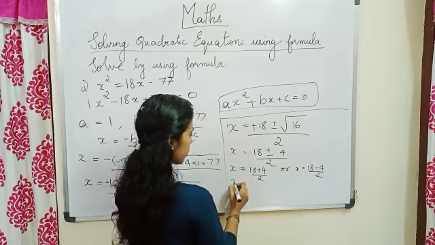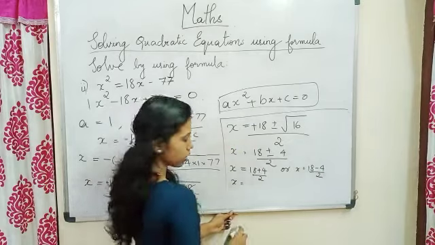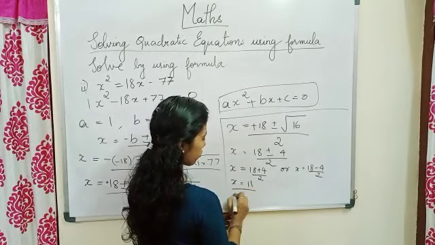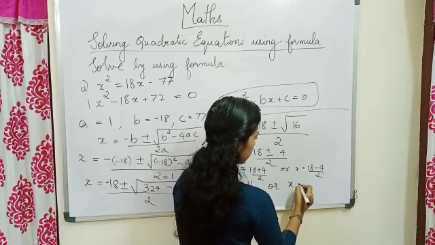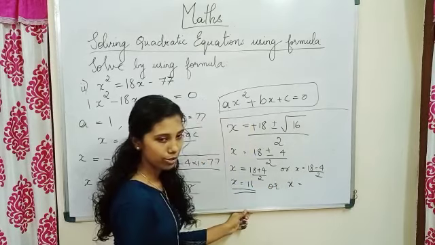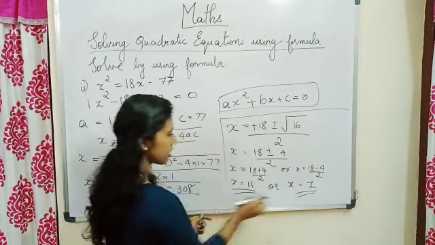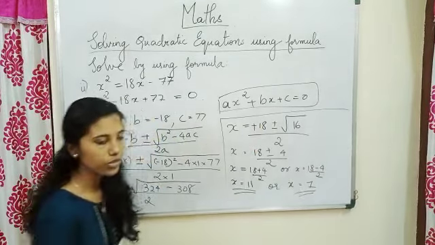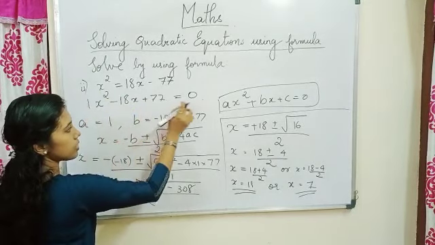From here we get x is equal to 18 plus 4 is 22. 22 by 2 is 11. So x has one value as 11, and the other value, x is equal to 14 by 2, which is 7. So x has two values, that is 7 and 11. These are the roots of the quadratic equation x square minus 18x plus 77 is equal to 0.